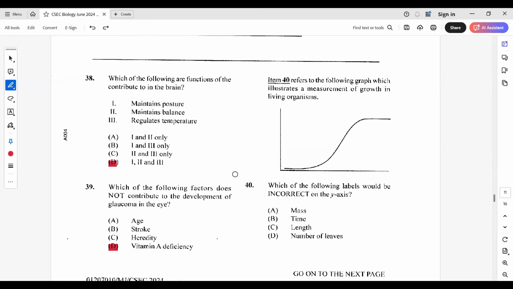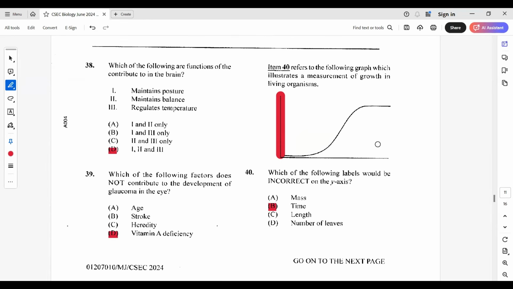Item 40 refers to the following graph, which illustrates a measurement of growth in living organisms. Which of the following labels would be incorrect on the y-axis? This is the y-axis here. So we have mass. Yeah, mass would be okay on the y-axis. Time, no, time should be on the x-axis already. We see that is incorrect. Length and number of leaves are factors for growth. They should also be on the y-axis.